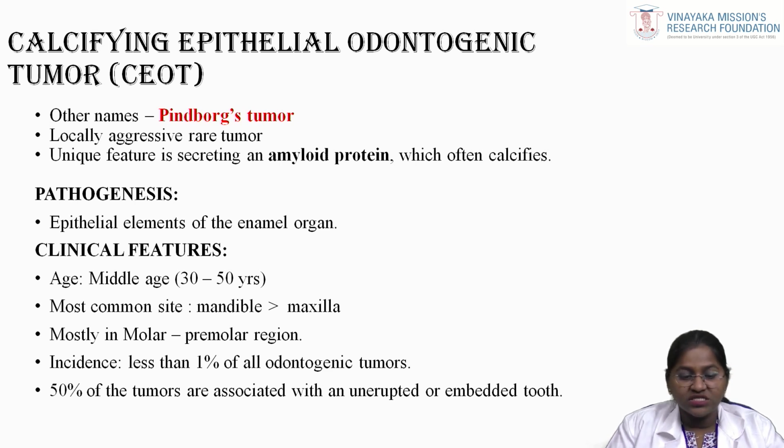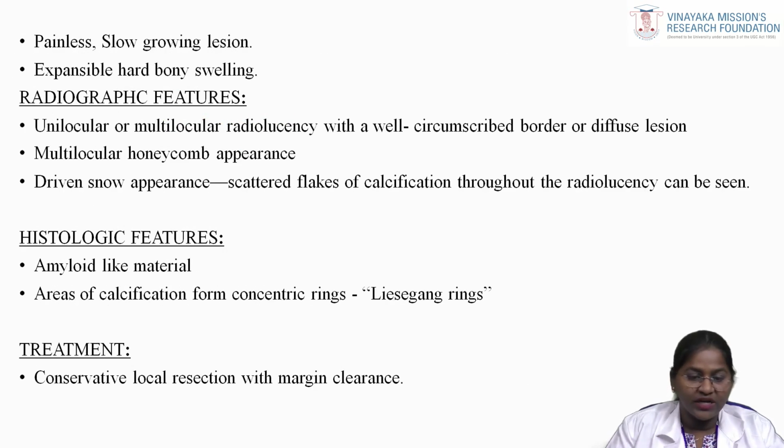The pathogenesis is the epithelial remnants of the enamel organ. So clinical features: the age is middle age, 30 to 50 years, and the most commonly affected site is the mandible, then the maxilla. It is more common in the molar premolar region than in the anterior region. Incidence: it is less than 1% of all odontogenic tumors. 50% of all the tumors are associated with an unerupted tooth.